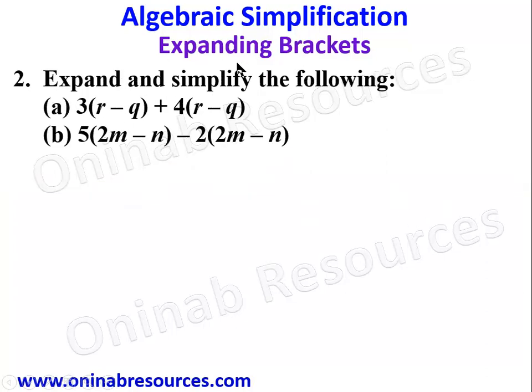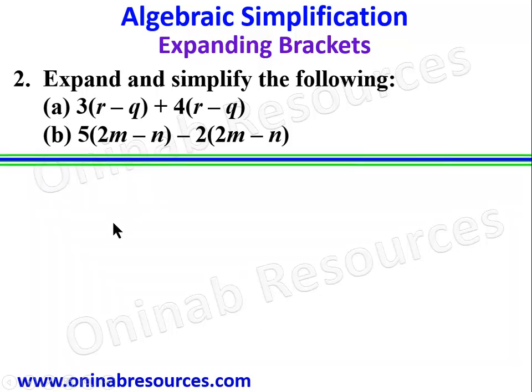For problem 2, expand and simplify the following. So we have problem A and B. Starting from 2a, we have 3 into r minus q plus 4 into r minus q. In this case, we have 2 brackets, so the first one and the second one. In the first bracket, we have 3 outside the bracket. In the second bracket, we have 4 outside the bracket.